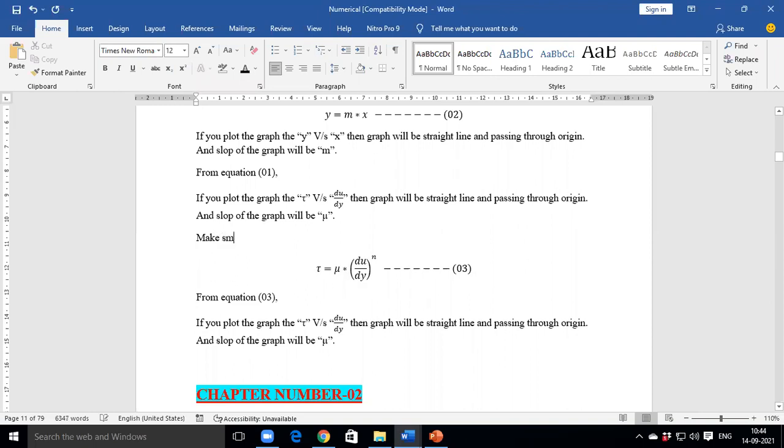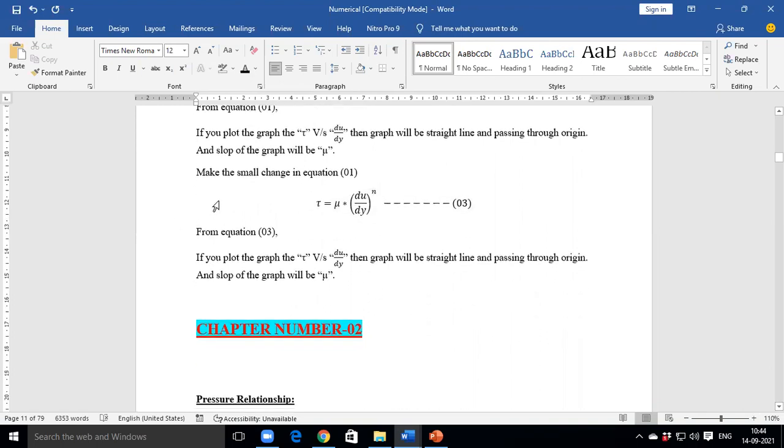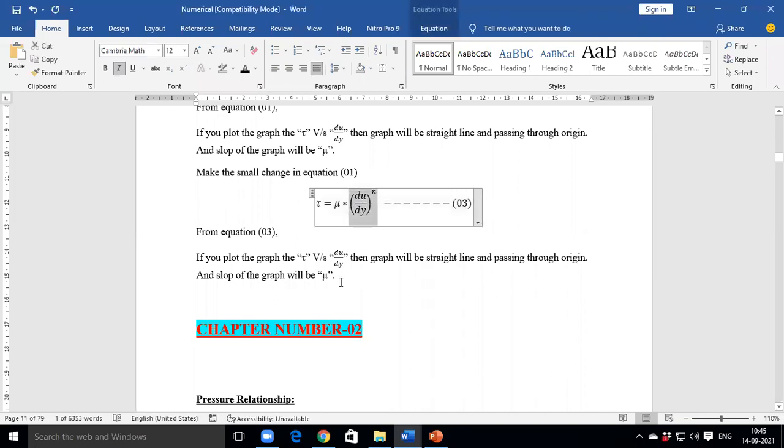Make the small change in equation number 1, and that small change means which change? Du by dy having power n. Having power n is mentioned here, and we know that if we plot the graph of shear stress versus du by dy, this graph you can call this as this one.